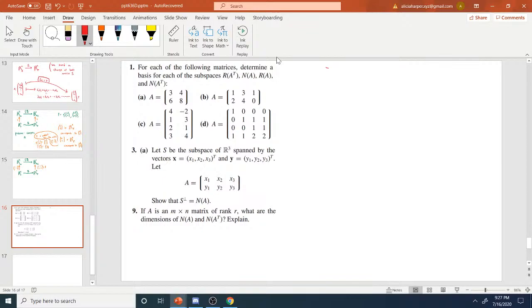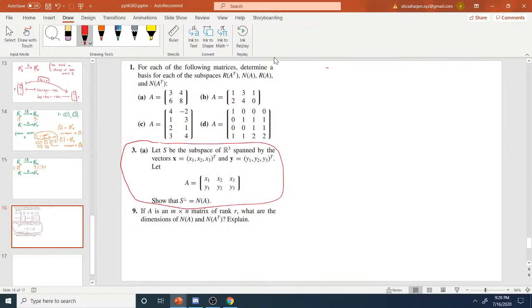Let S be the subspace of R3 spanned by the vectors x = (x1, x2, x3) transpose and y = (y1, y2, y3) transpose. We're going to let A be this matrix. What we want to do is show that the orthogonal complement of S is equal to the null space of A. I actually proved this in class, or at least a much more general version of it, but I'm going to go over it again right now.